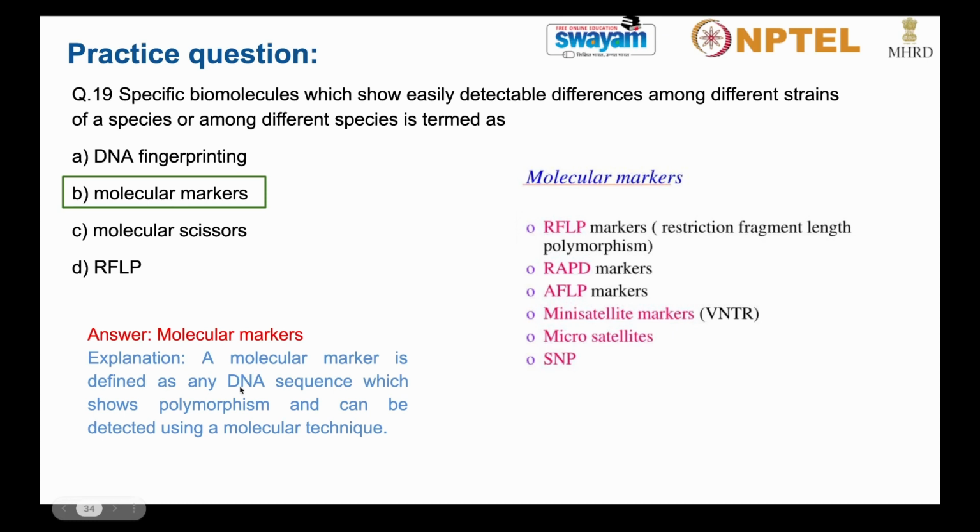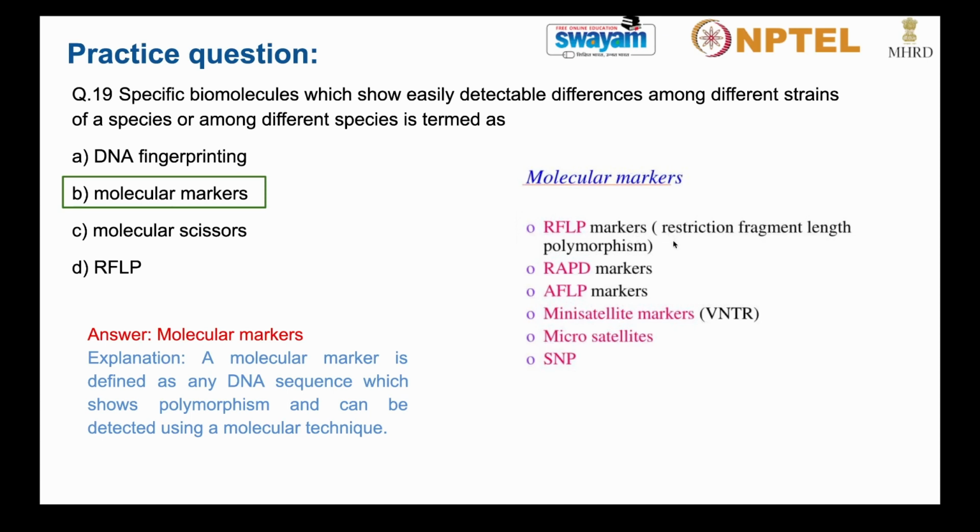These are defined as any DNA sequence which shows polymorphism and can be detected using a molecular technique. In this way, these molecular markers are present within the DNA sequence. And what are the different types of molecular markers that are present? For your information, I have attached these also. There are different techniques, not just RFLP, but other techniques are also present. So you can see one is RFLP markers.